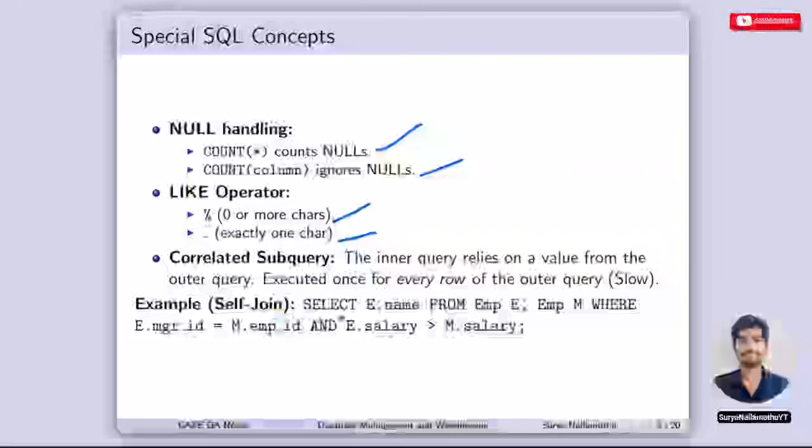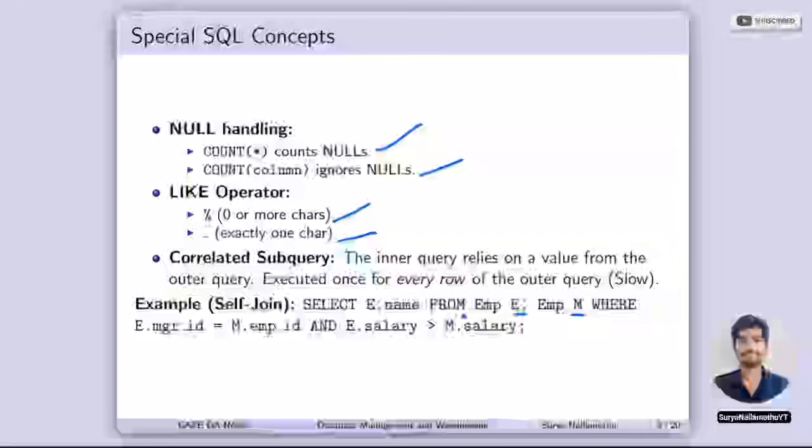It is a simple example of the self join. The self join simple example is: select E dot name from employee E and employee M where E dot manager id is equal to M dot employee id and E dot salary greater than M dot salary. Here this condition says that first, we observe the employee as E.